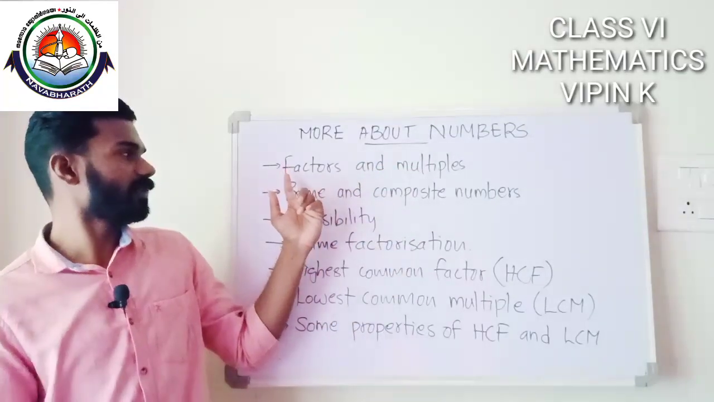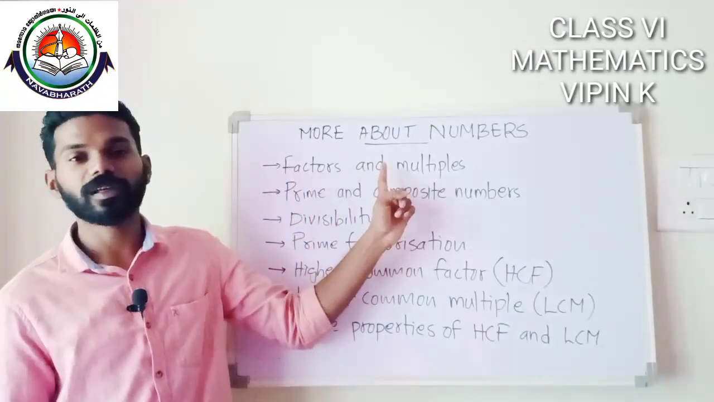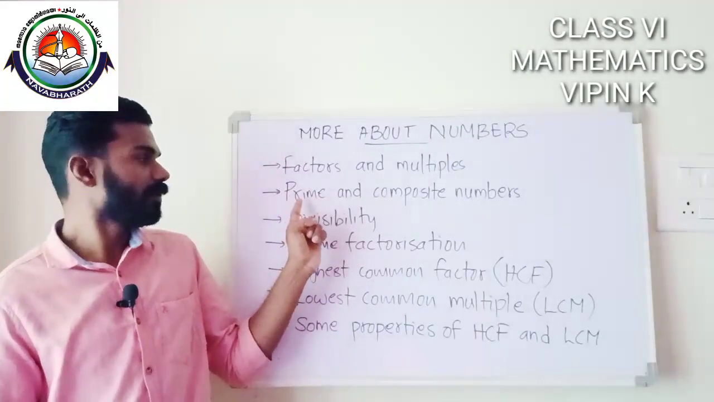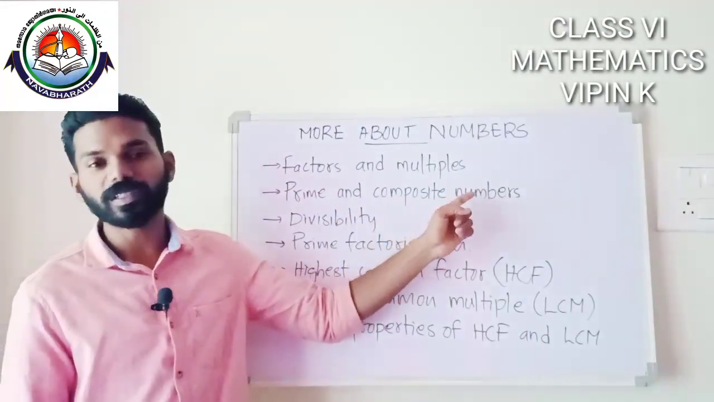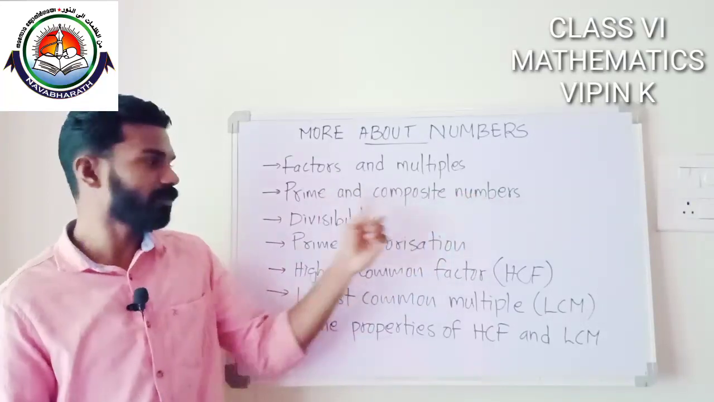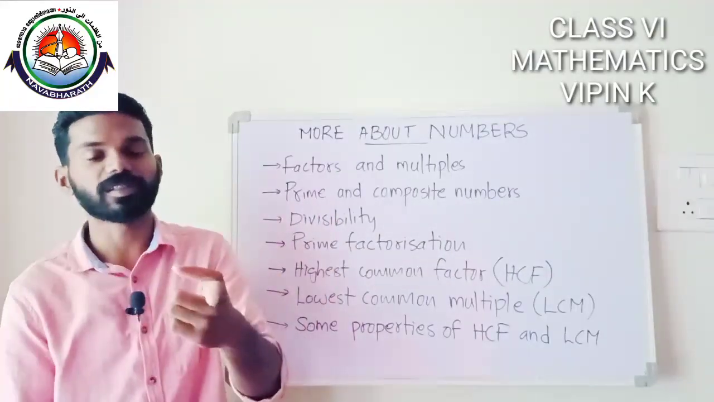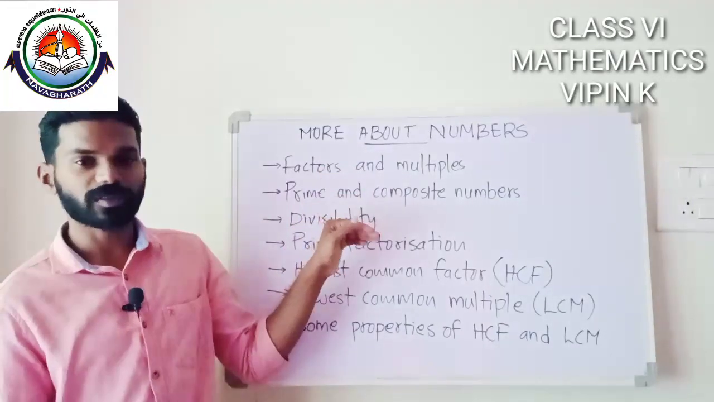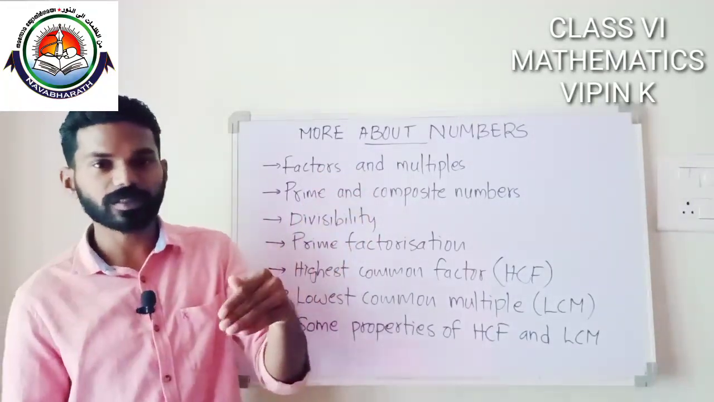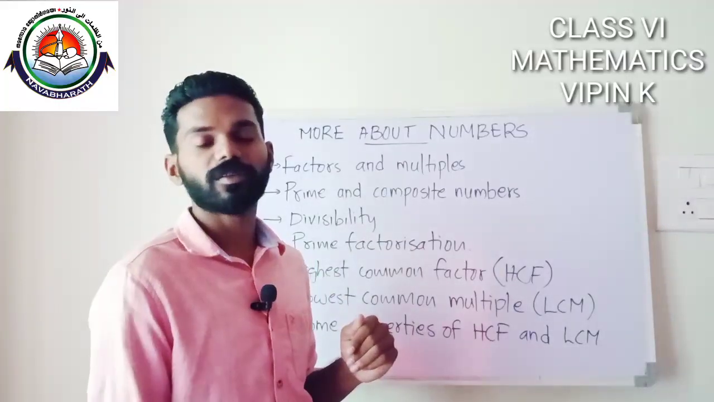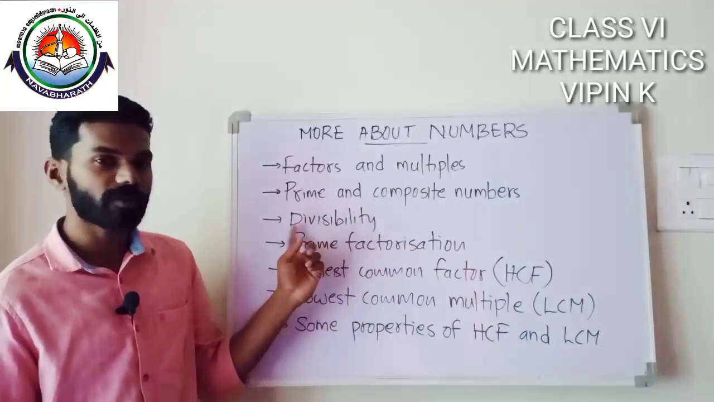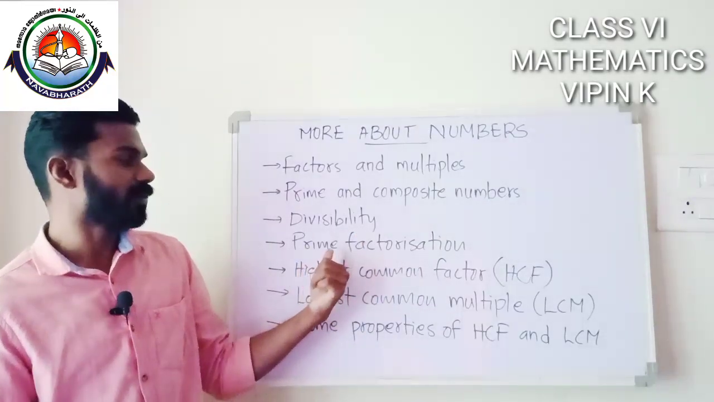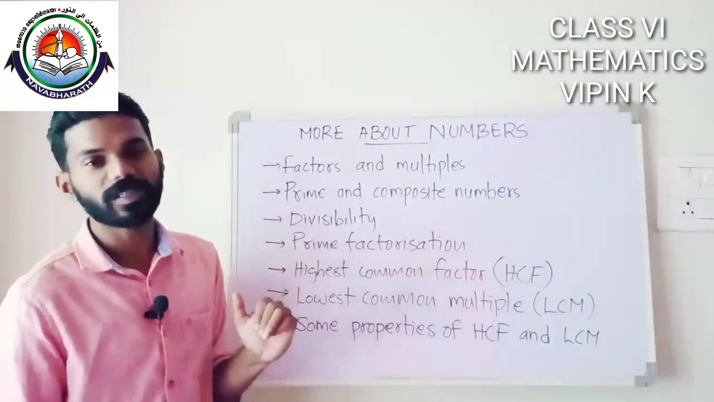Out of that, the first one is factors and multiples. The second topic would be prime and composite numbers. The prime and composite numbers we discussed in the previous class, so all of these topics would be discussed in much more detail. Our third topic would be divisibility, and the fourth one prime factorization.